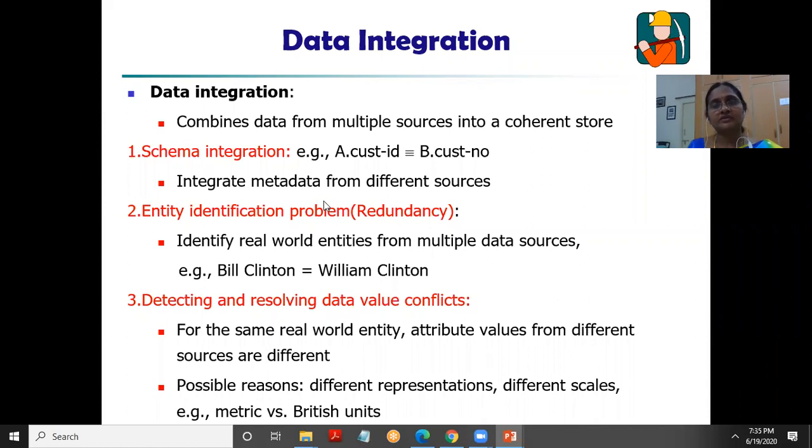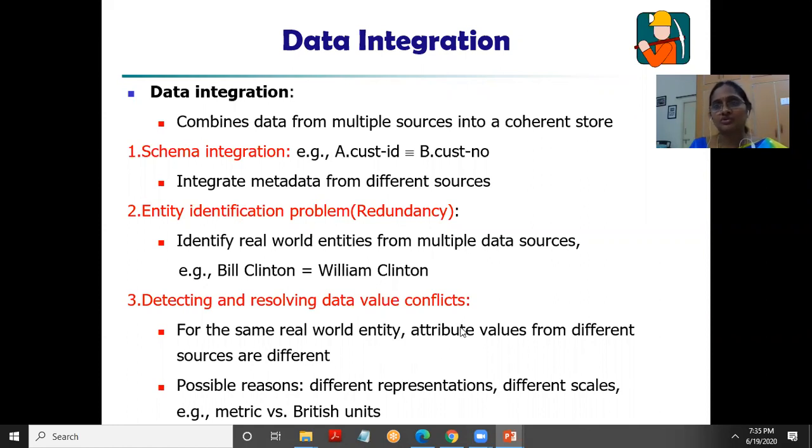Today I'm going to discuss data integration, another pre-processing technique before data mining. What is data integration? The process of combining data from multiple heterogeneous data sources is nothing but data integration. But during data integration, we need to consider a lot of issues that arise.